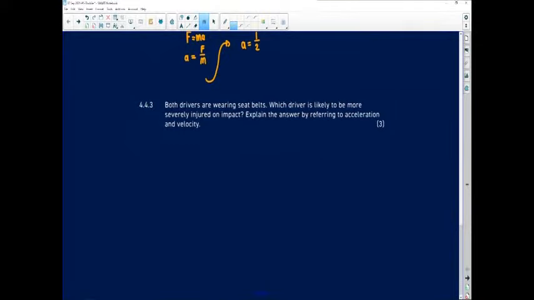So the next question says, both drivers are wearing seat belts. Which driver is likely to be more severely injured on impact? Explain by referring to the acceleration and the velocity. So now I want you to think of this pretty logically. Now we've got 2 objects that are moving in opposite directions. The speed of the objects is exactly the same. They were both moving at 20 meters per second.